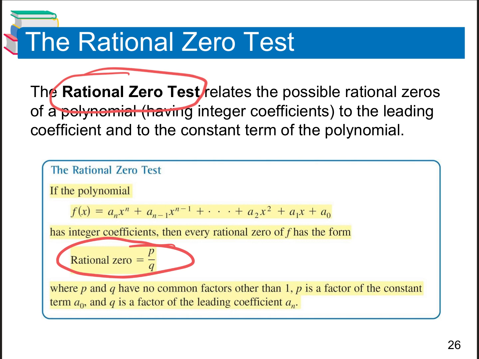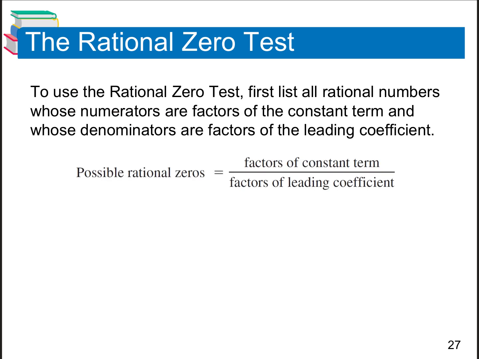All right, P over Q. Now, Ms. Chris Weiser's advanced and AP are going to do problems that are a little more advanced than we're going to do. To find the possible rational zeros, you take the factors of the constant term, so it's the last, over factors of the leading coefficient, first. I'll explain this in a second. You take the last number, put it over the first number.